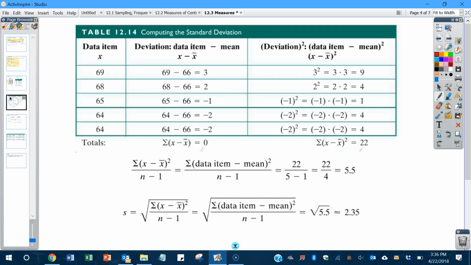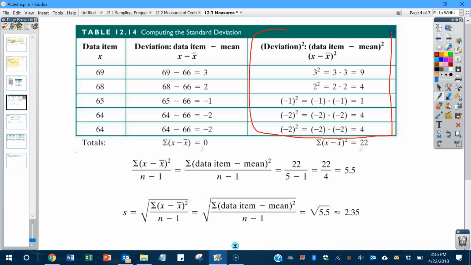Okay. Next thing we do is square the deviations. So this is a continuation of that table. There's the data. You subtract them to get the deviations, and then you square the deviations. So 3 squared is 9, 2 squared is 4, negative 1 squared is 1, negative 2 squared is 4, negative 2 squared is 4. So this is the squared part.